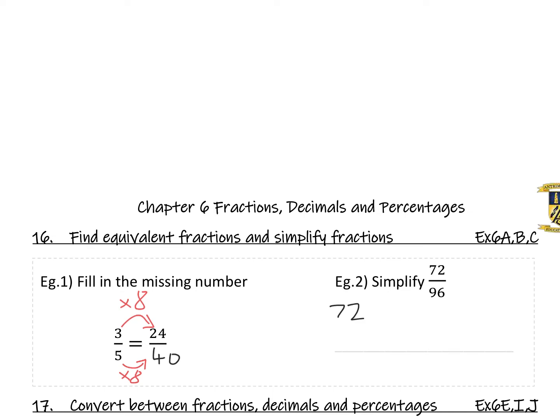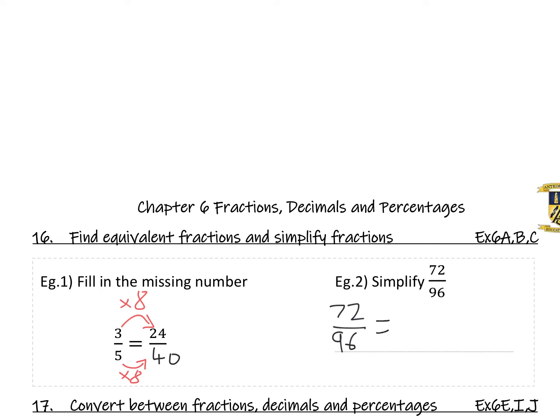Simplify 72 divided by 96. To do that, you can do it in quite a few stages, or you could do it in one stage. If you divide the numerator and denominator by the highest common factor, it'll simplify it in one go. If you can't spot that number, just keep it simple. Divide through by a number you're more comfortable with.